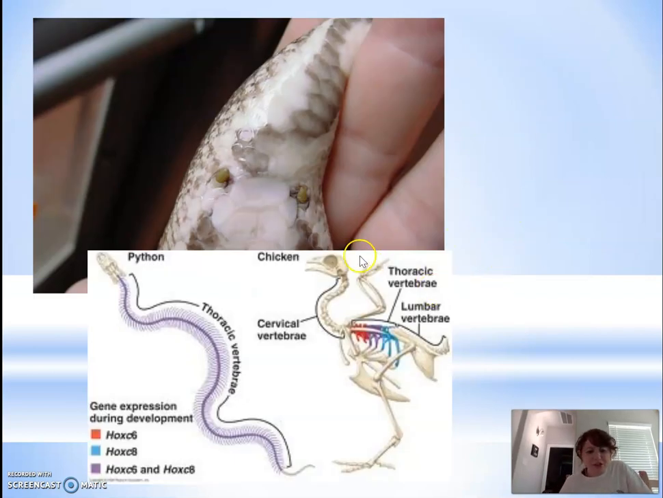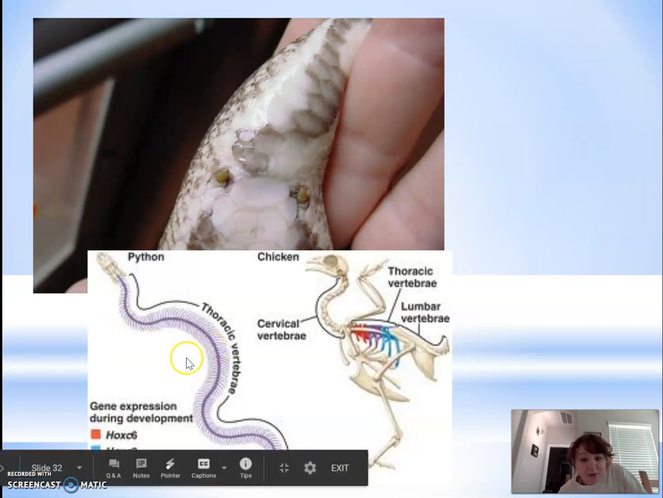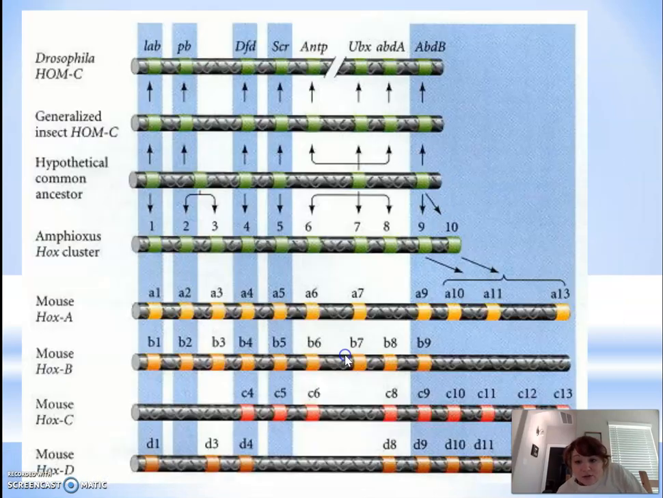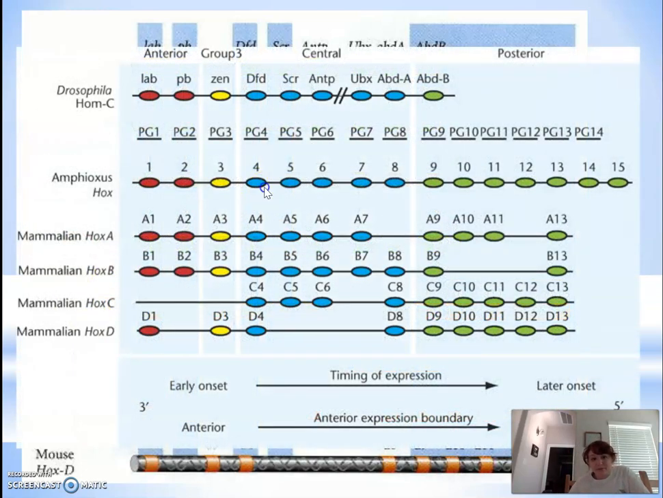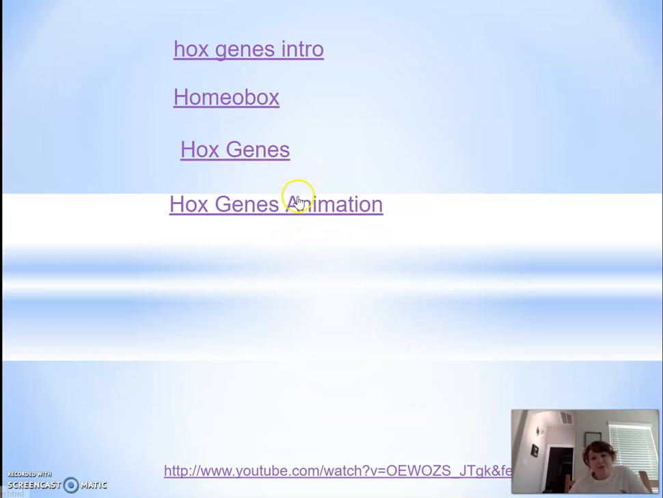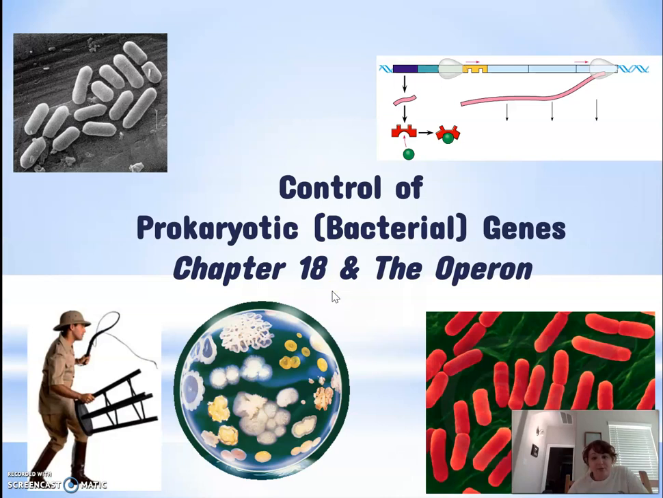So here's just some more examples. You can see, obviously there's different Hox genes. You have Hox C6 and C8 looked at here between a python and a chicken. You can see the similarities. Some more examples show a possible ancestor between the fruit fly and the mouse. And this is an Amphioxus. Here are some videos that you can watch to explain more if you wanted to look into it. Like I said, it's pretty cool.